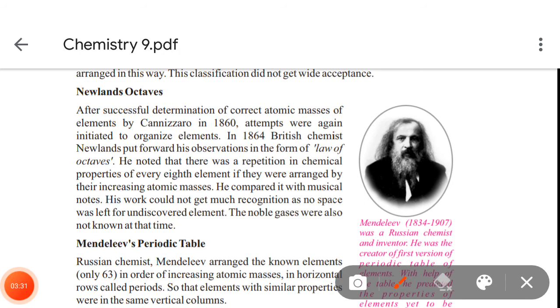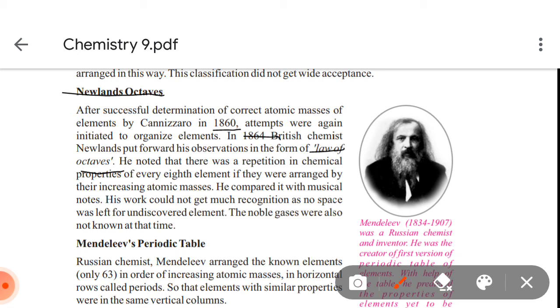Then we got Newlands' octaves. Newlands' octaves क्या थे? After successful determination of correct atomic masses of the elements by Cannizzaro in 1860, attempts were again initiated to organize elements. In 1864, British chemist Newlands put forward his observations in the form of law of octaves. ठीक है, 1864 में law of octaves introduce करा गया था.